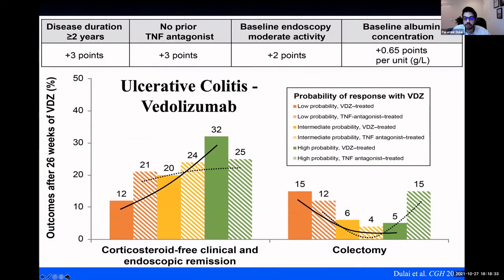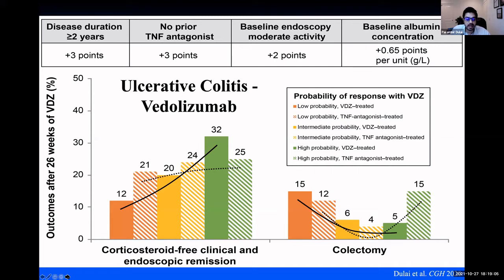We then switched gears to ulcerative colitis, a similar pathway. We took the phase 3 data, built a model. The prediction tool identified disease duration, anti-TNF exposure, moderate endoscopic activity, and baseline albumin, built a calculating tool that you can then calculate and stratify into low, intermediate, or high probability response to vedolizumab. What we did differently here is we tried to validate the tool on vedolizumab treated patients and anti-TNF treated patients to assess whether it was specific to vedolizumab.